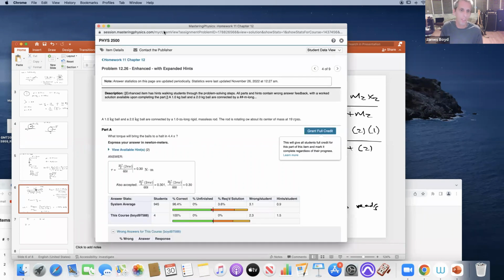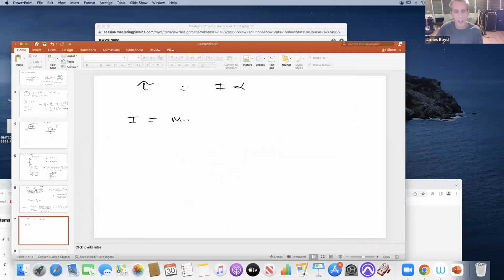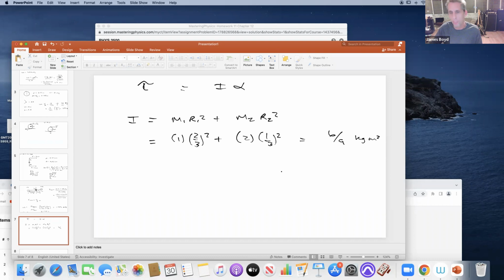All right, so I is M1 R1 squared plus M2 R2 squared. This was 1, this was 2/3 squared. This was 2, and this was 1/3 squared. So this is 4/9. This is 2 times 1/9. So this is 6/9 kilogram meter squared.